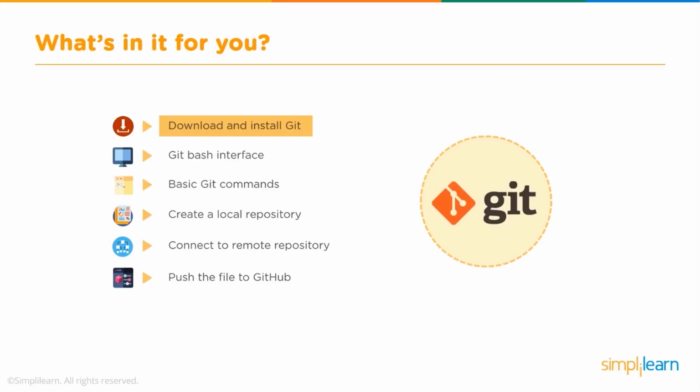Today I'll be showing you the installation for Git on Windows. We'll start by downloading and installing Git on our system. We'll then have a look at the Git Bash interface. We'll type in some basic Git commands. Next, we'll create a local repository, that is, we'll create a repository on our local machine. We'll then connect to a remote repository, and finally we'll push the file onto GitHub.